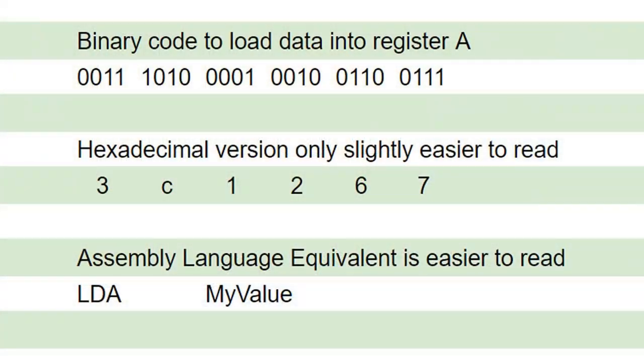The machine language consists solely of binary numbers. That is a series of ones and zeros. And it's hard for humans to read. Now we can group the zeros and ones into groups of 4 into base 16 numbers, also known as hexadecimal numbers. But that still doesn't tell you what the instruction does, unless you can memorize the codes. For example, 3C1267 means you should take the value at memory location 6712 and load it into register A.